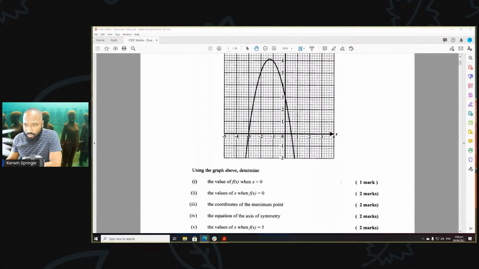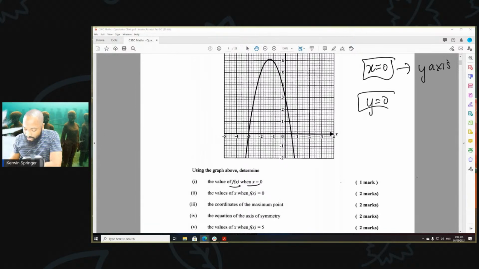Using the graph above, determine the value of f of x when x is equal to 0. Can I get some answers here? When x is equal to 0, that's anywhere along the y-axis. If they say along the line where y is equal to 0, or the roots, that's along the x-axis, where the graph cuts the x-axis. That's here and here. But where does the graph cut the y-axis? It's this one. It's 3.